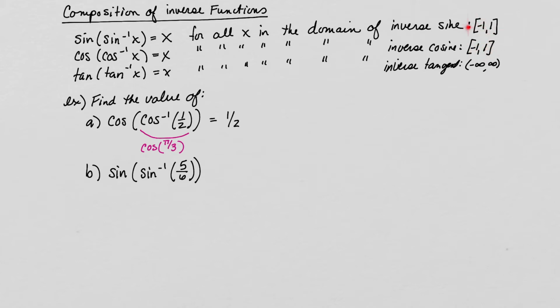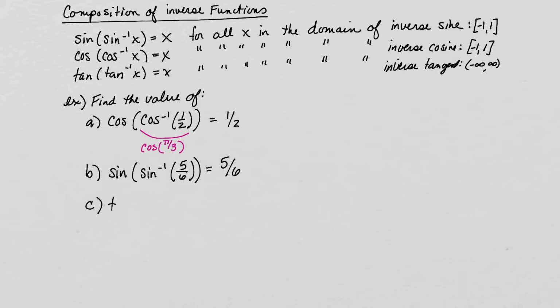Oops, we're dealing with sine. Still minus 1 and 1. So is 5 over 6 some number between negative 1 and positive 1? Yeah, so since it's some number between negative 1 and positive 1, the sine and the inverse sine cancel each other out, and so this just ends up being 5/6.